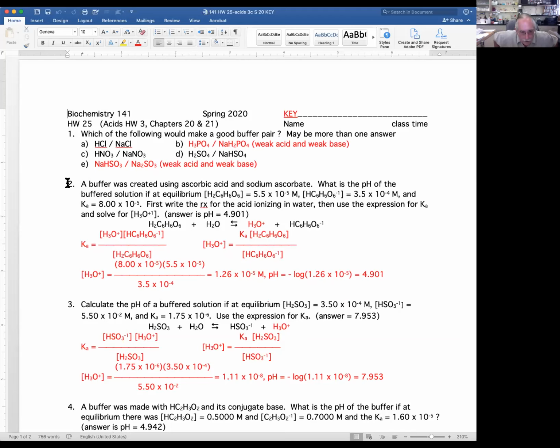So a buffer was created using ascorbic acid and sodium ascorbate. So this would be the acid. Here would be the formula for it. And sodium ascorbate would be the conjugate base. So here's the formula for that. So here's the reaction. And so what I need to do is get the Ka. So the Ka is simply products over reactants. And I want the pH, so what I have to do is solve for the hydronium ion concentration. So I did that right here. And then just plug in all my numbers.